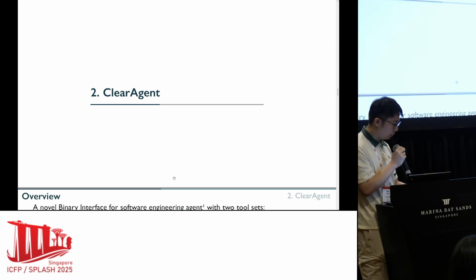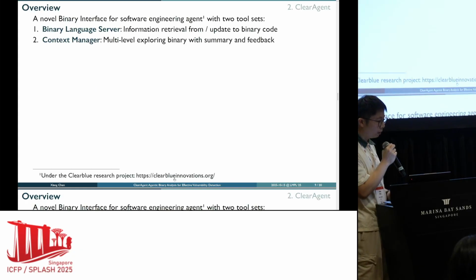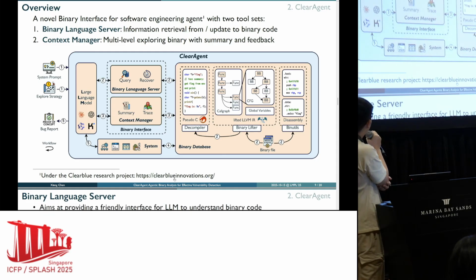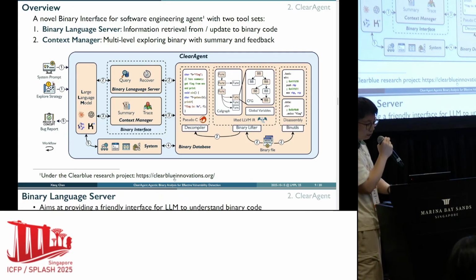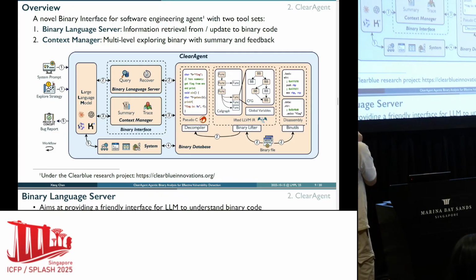Given these challenges, we propose our ClearAgent framework. It's designed as a generic framework, but in the following, I will use bug detection as the downstream application. Our agent mainly features two tool sets. The first one is the binary language server, and the second is the context manager. They are all defined in this interface. The whole agentic workflow is in the clockwise direction.